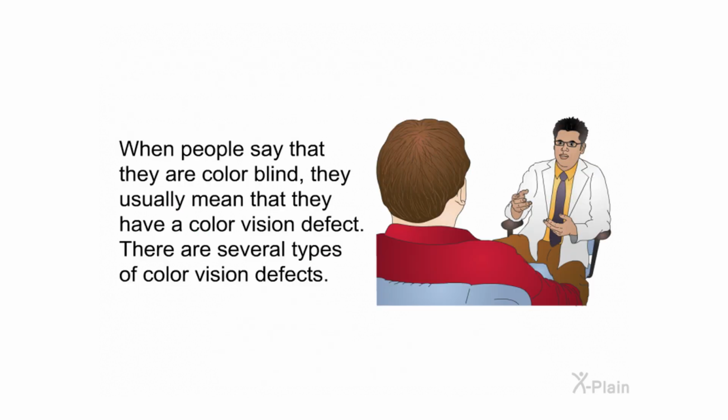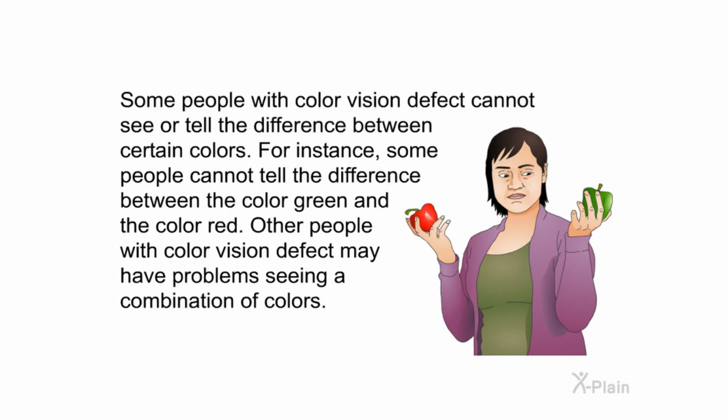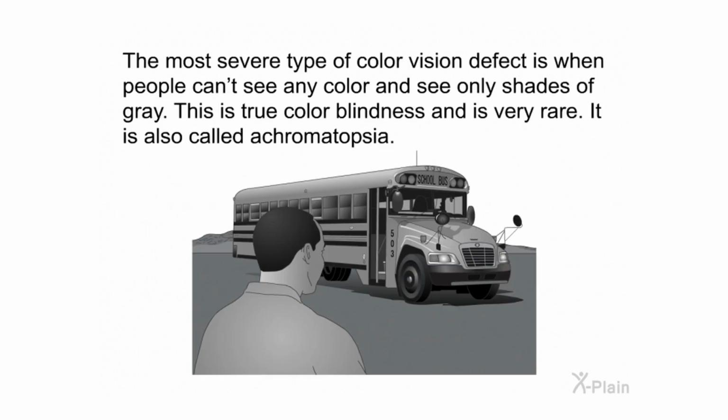When people say that they are colorblind, they usually mean that they have a color vision defect. There are several types of color vision defects. Some people with color vision defect cannot see or tell the difference between certain colors. For instance, some people cannot tell the difference between the color green and the color red. Other people with color vision defect may have problems seeing a combination of colors.